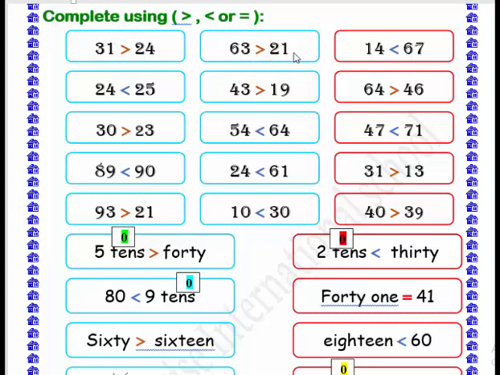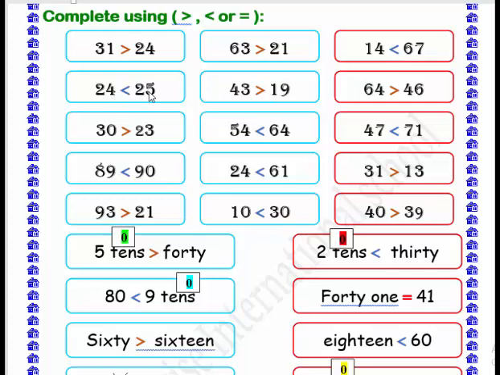63 and 21. Where are the tens in 63? 6. Where are the tens in 21? 2. Which is bigger, 6 or 2? 6. So 63 is bigger than 21. And the mouth is eating 63. 14 and 67. Where are the tens in 14? 1. And in 67, where are the tens? 6. So 6 is bigger than 1. So the mouth is eating 67. And now 14 is less than 67.